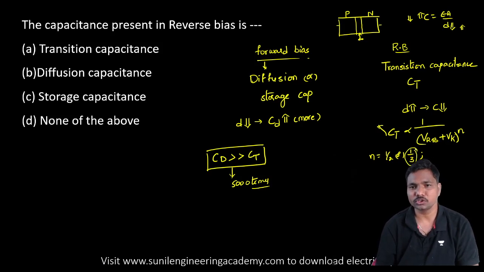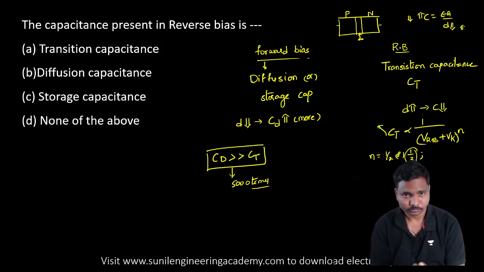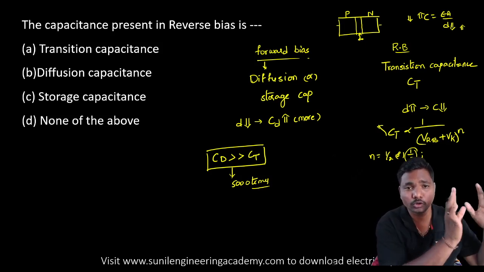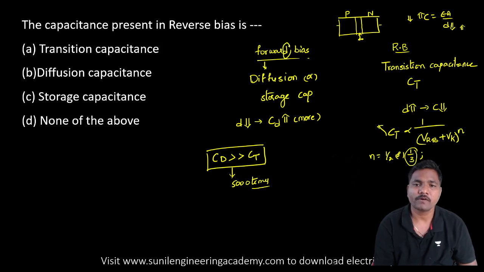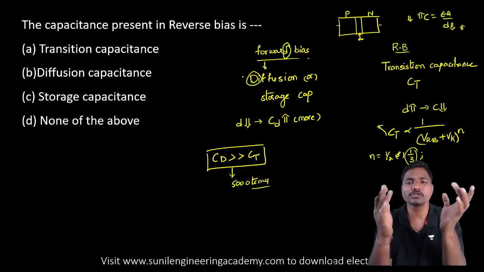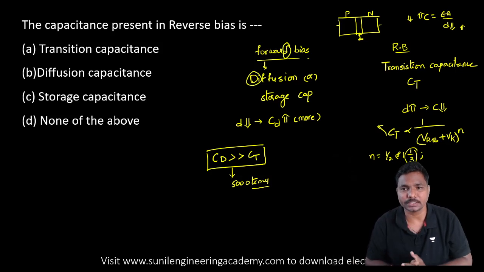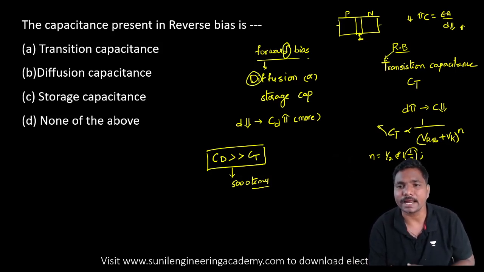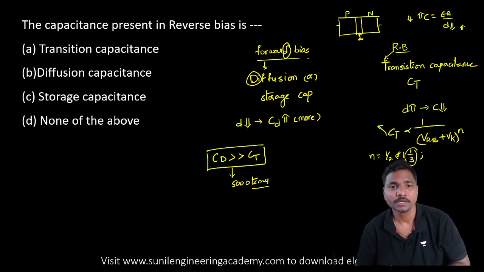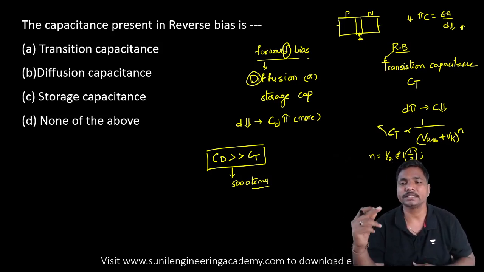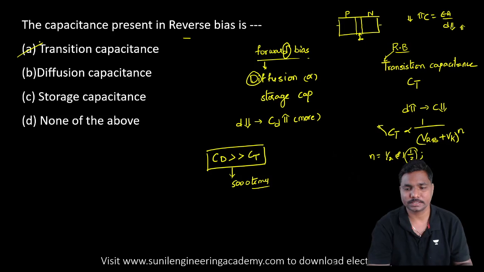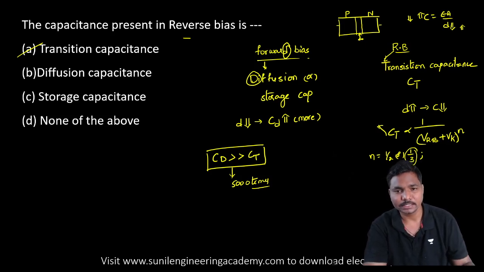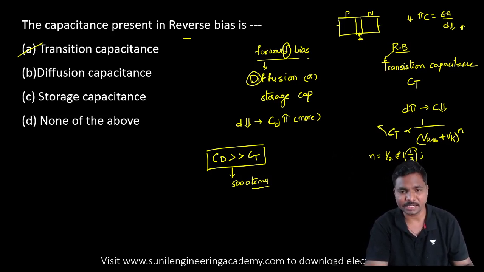These are the very important questions on the two capacitances. The capacitance is present in both forward bias and reverse bias. In forward bias, diffusion capacitance or storage capacitance is formed. In reverse bias, transition capacitance is formed. Based upon this transition capacitance, the varactor diode works. In forward bias, the diffusion capacitance CD is very much higher than the transition capacitance CT.